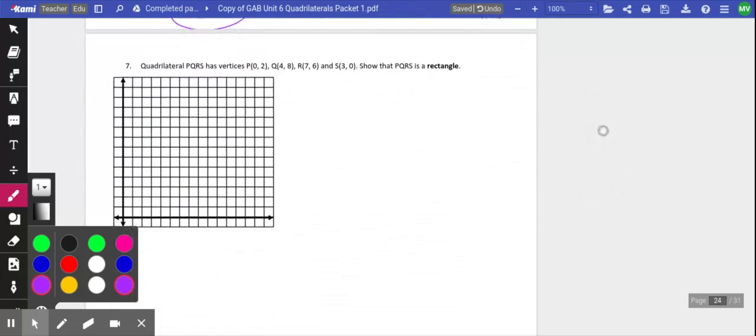Number 7, quadrilateral PQRS has those vertices. Show that it's a rectangle. Well, to know that it's a rectangle, I could show that I have 4 right angles, which means I want to do the slope of all 4 sides. So what I want you to do is graph it and then find the slope, which, remember, slope is change in y over change in x. So pause and do that.